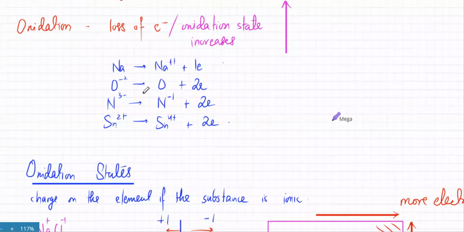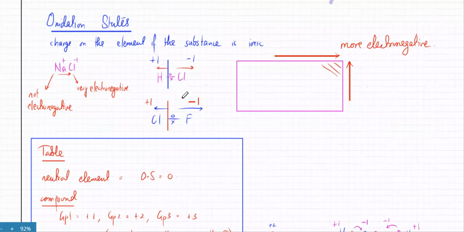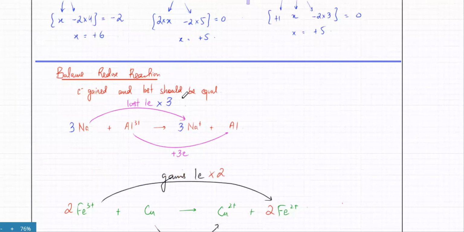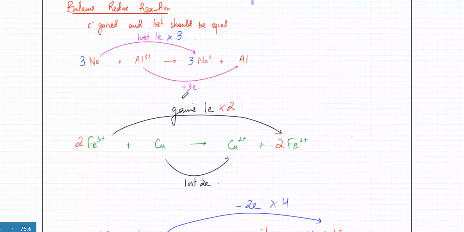If it's -2, it becomes 0, it increases. -3 becomes... So the oxidation state would be increasing when oxidation is happening. And we did redox reactions, the same thing that you did in AS as well. So we talked about balancing redox equations.